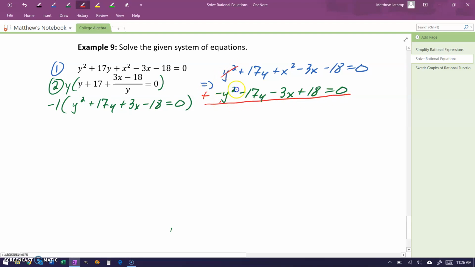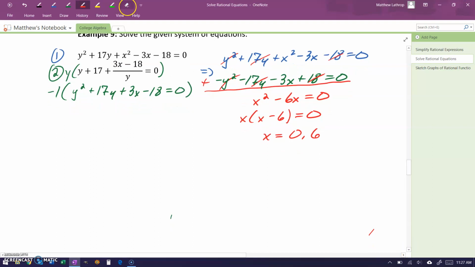Adding together our like terms, the y squared terms will cancel out, the y terms will cancel out, and the constant terms will cancel out, leaving us with just x squared minus 6x is equal to 0. Factoring out an x will leave us with x times x minus 6 is equal to 0, giving us two different values for x, 0 and 6.